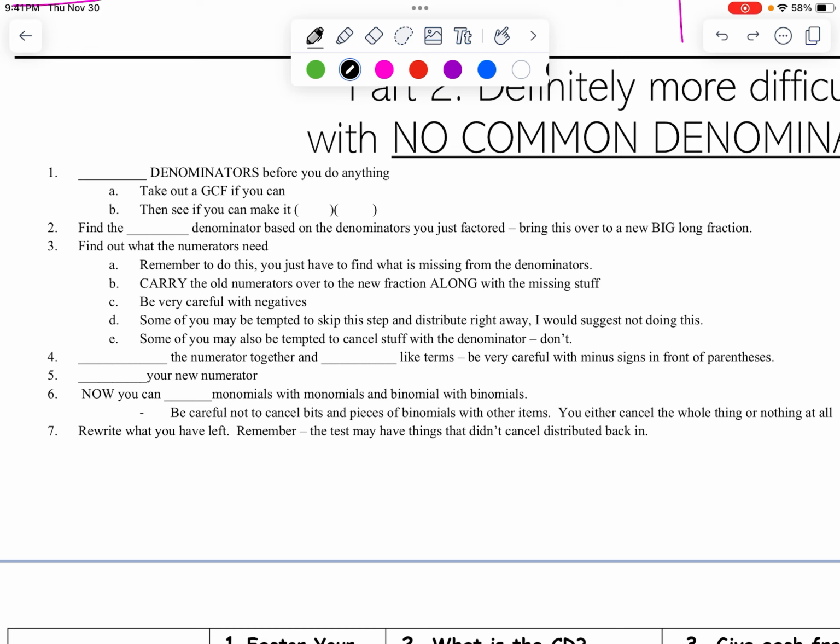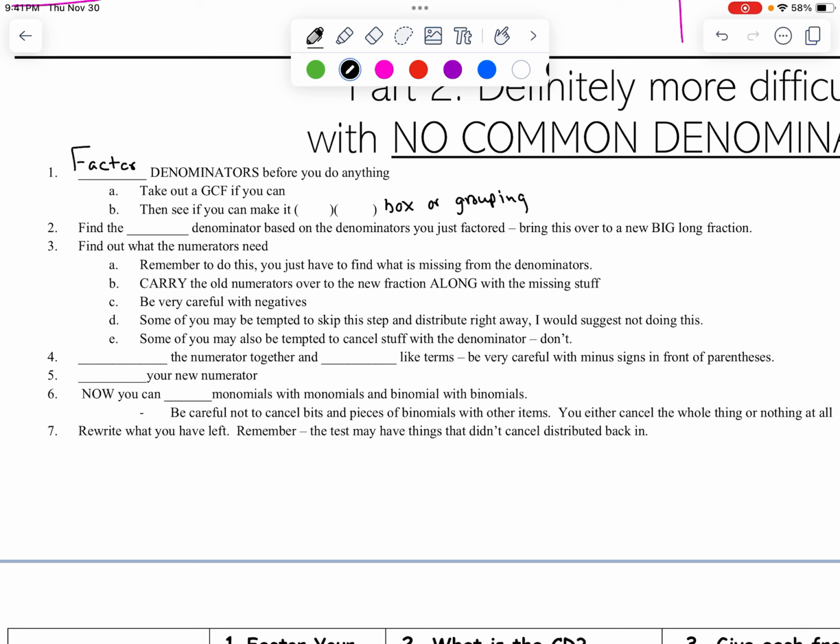Step 1, factor your denominators. Guess what kind of skill that is? I'm going to say Algebra 1. Which means take out a GCF and then do the double parenthesis by box or grouping, if need be. You might not be able to do that, but again, that's an Algebra 1 skill.